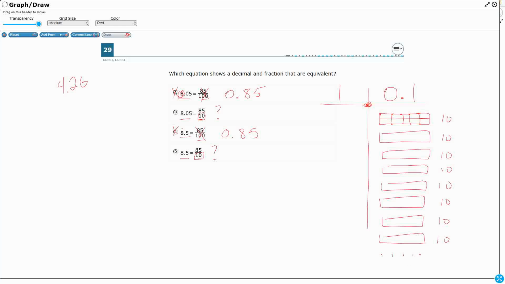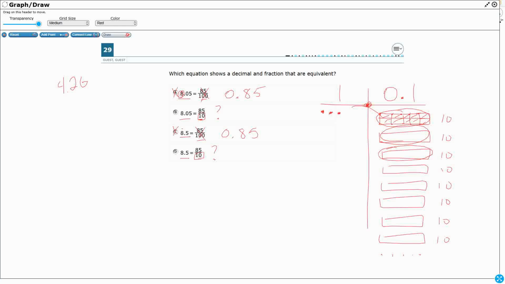Now, what we know in our base 10 place value system is that when you have 10 of something, it becomes 1 of the other. So I've got 1 tenth, 2 tenths, 3 tenths, 4 tenths, 5 tenths, 6 tenths, 7 tenths, 8 tenths, 9 tenths. This 10 tenths becomes 1. This 10 tenths becomes another 1. And this 10 tenths becomes another 1, and so on and so forth.